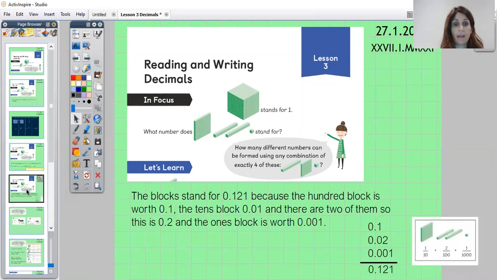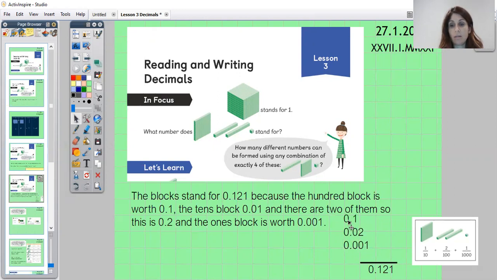All right. Okay. And then just coming back to the answer for our Maths No Problem for this top bit here, what number does this stand for? The blocks stand for 0.121. So if I added all those together, it would be 0.121.